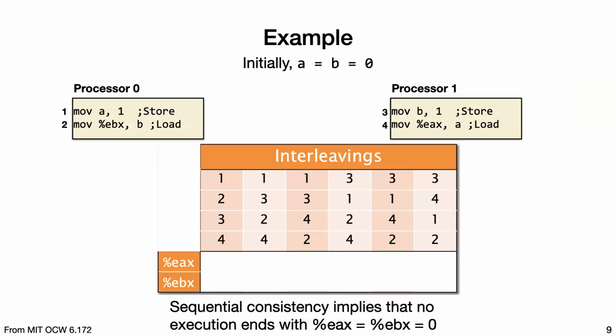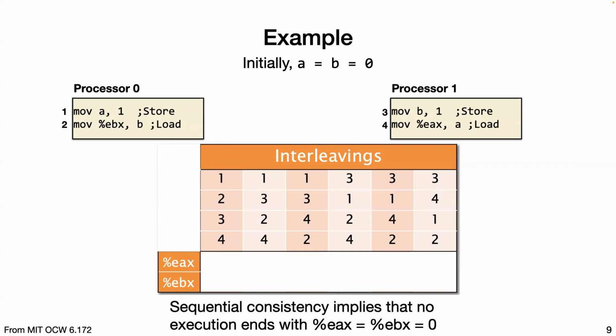Okay, so let's go back to this. This is the same example that we just had, and you can trust me that there are 6 possible interleavings of these 4 instructions. And we have these 2 registers, EAX and EBX, and we're going to say that sequential consistency implies that no execution ends with both of them having 0 in it. So, okay, let's do the first one. The easiest one is if processor 0 goes and then processor 1 goes. So what will be in EAX and EBX after we do that?